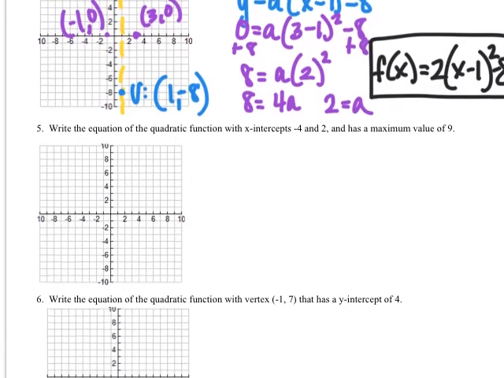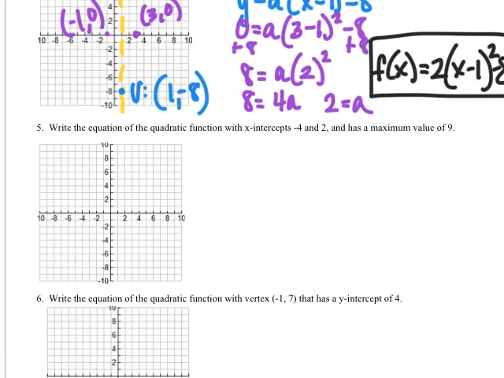So again, pause the video and try it and do all of the work and then unpause and see how you compared to what I did. So just to be sure you're on the right track, I plotted my x-intercepts. I found my axis of symmetry in between those x-intercepts, halfway in between, and then I knew a maximum value of 9 meant that I had a parabola that was opening down, and I know that has to occur somewhere on my axis of symmetry, so I found my vertex was (-1, 9).